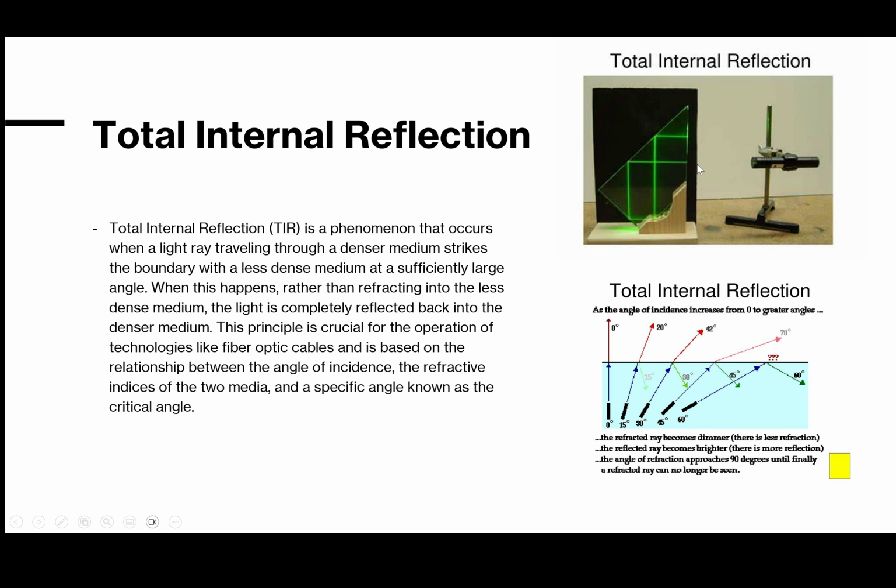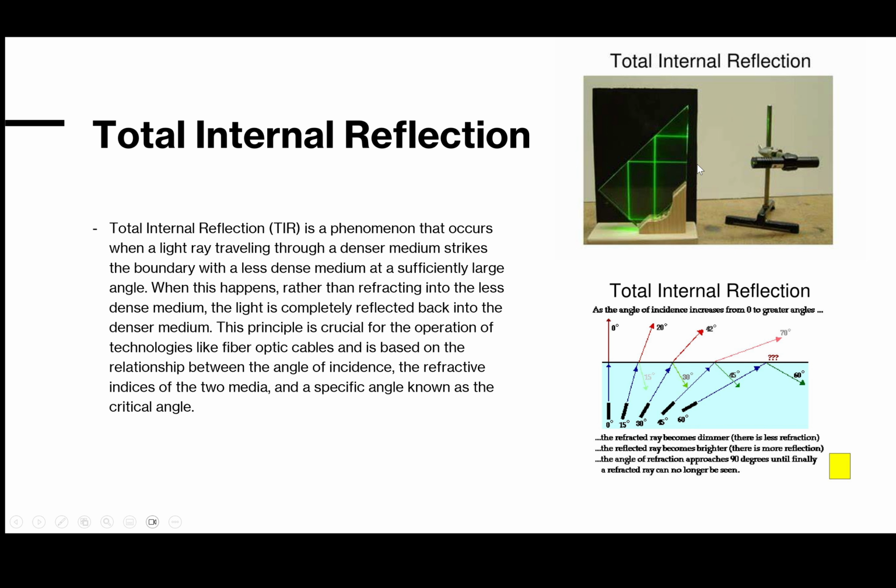This principle is crucial for understanding how we operate things like fiber optic cables, right, and different sorts of other optical devices, right? So we're gonna be using fiber optic cables as our main example, right? But this is really total internal reflection, right? So we have light moving from a less dense medium to a more dense medium. Here we're focusing on this diagram, right?